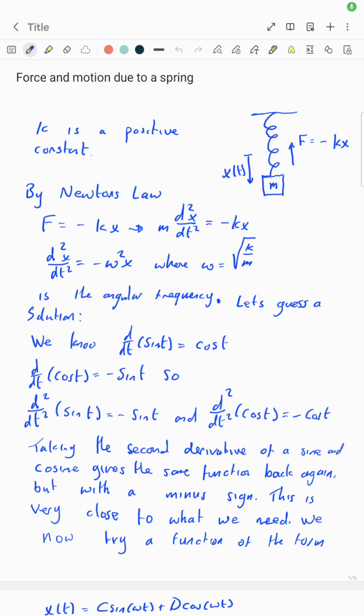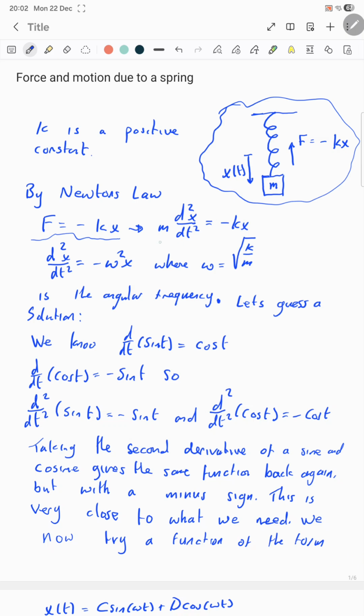This is force and motion due to a spring. We have a spring system drawn, which is pictorially illustrated here, where the force is negative kx, and k is a positive constant. So by Newton's law, F equals minus kx, because force equals mass multiplied by acceleration, which equals negative kx.